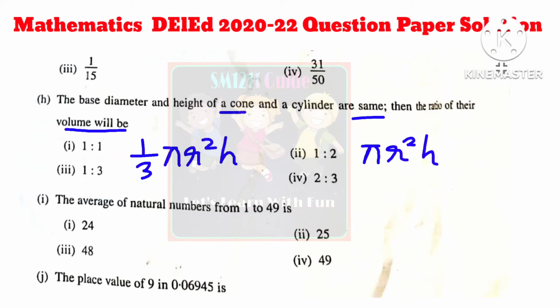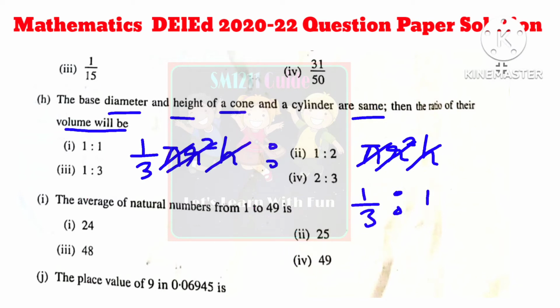Now here it is said that the base diameter and height of the cone and cylinder are the same. So here the base diameter will be the same, that means the radius will be the same, so cancel it. And here the height is also the same, so cancel the height, and pi will be cancelled. So here you are getting 1 by 3 is to 1 over here. So if we cross multiply, we will get 1 is to 3. So here option number 3 is our correct answer.